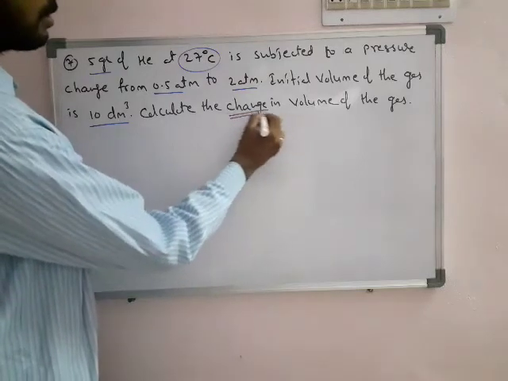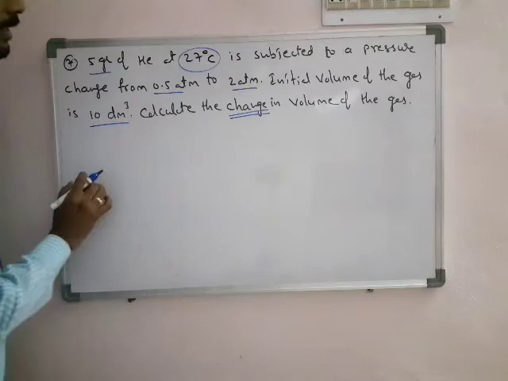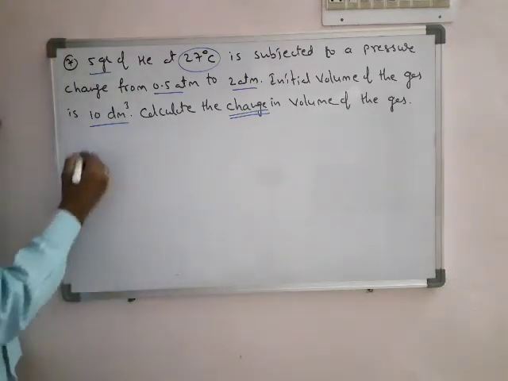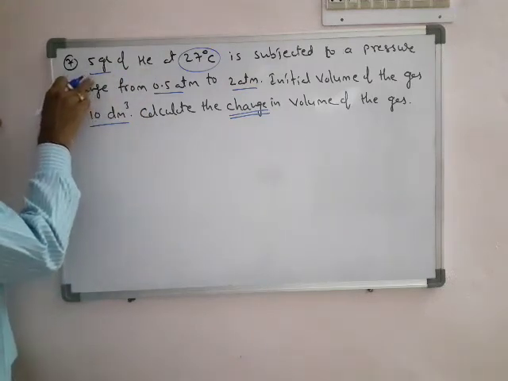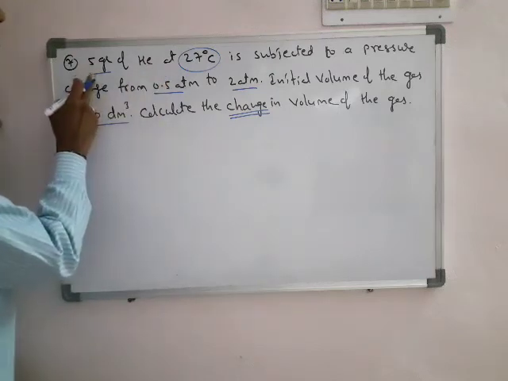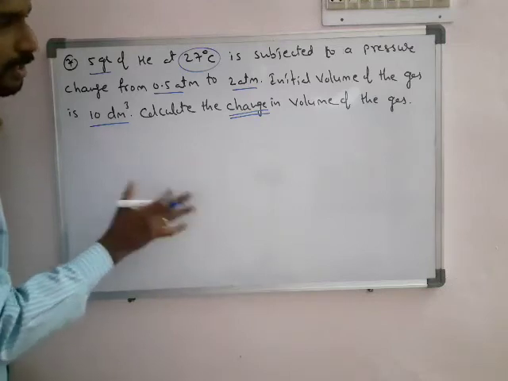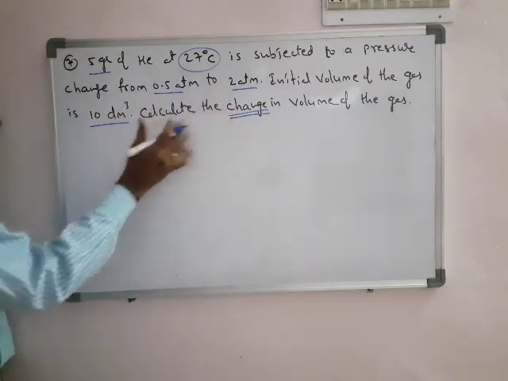You can find out the change. We need to find the change, not the final volume. So we need to find out how much it increases or decreases. It's a constant temperature. There is no need of weight, no need of temperature. Since temperature is constant, we should use PV equal to constant.